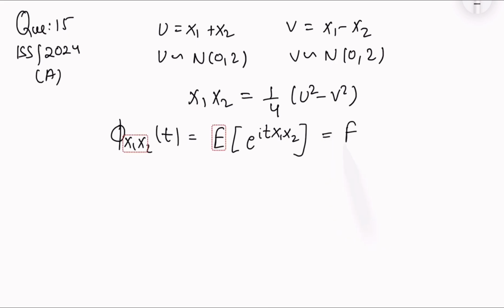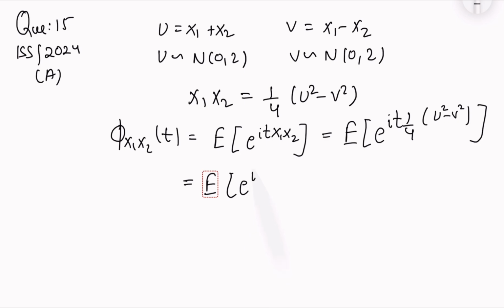We have expectation of e to the power i t times 1 by 4 (U square minus V square). I have written this value from the above line. Now you know X1 and X2 are independent, so obviously U and V are independent. So using the property of independence, I can write the expectation of e to the power i t by 4 times U square, into the expectation of e to the power minus i t by 4 times V square.